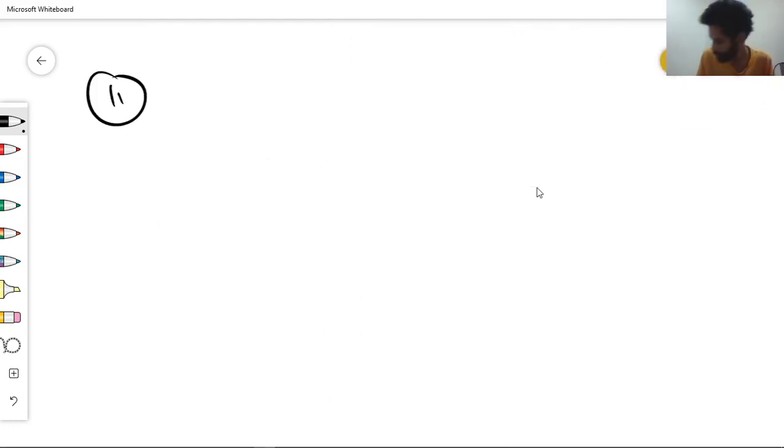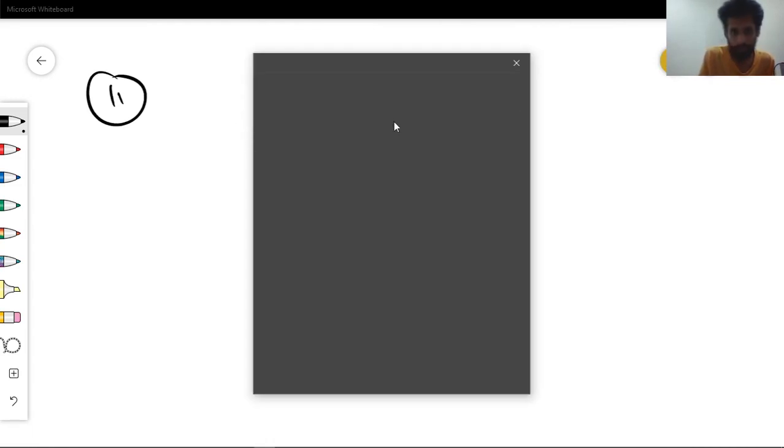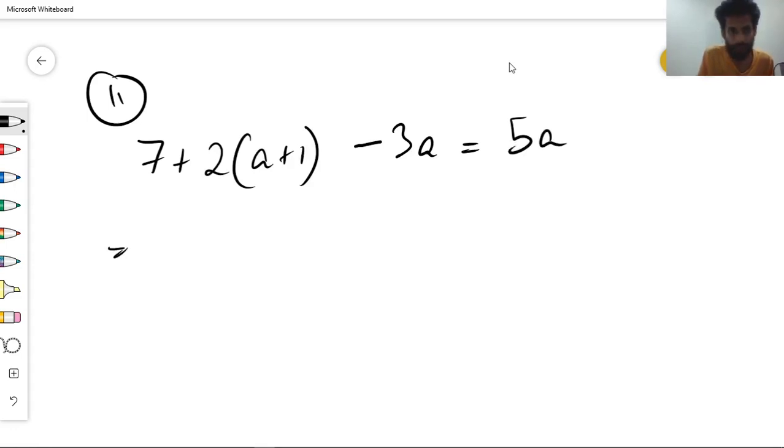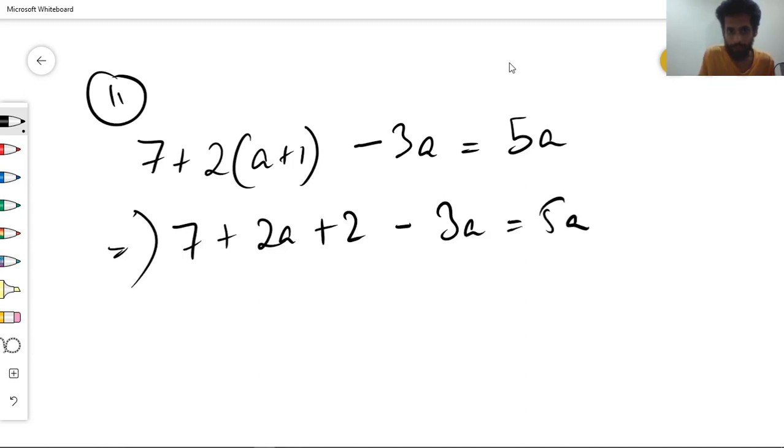Now number 2, 7 plus 2(a plus 1) minus 3a is equal to 5a. So here first of all we will solve this bracket. Twice a plus 2 minus 3a is equal to 5a.